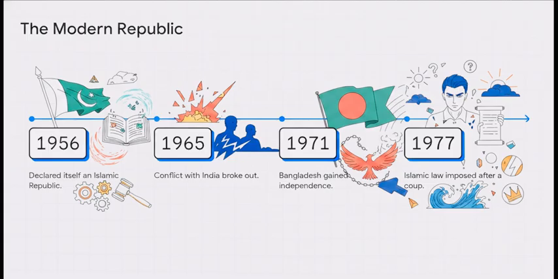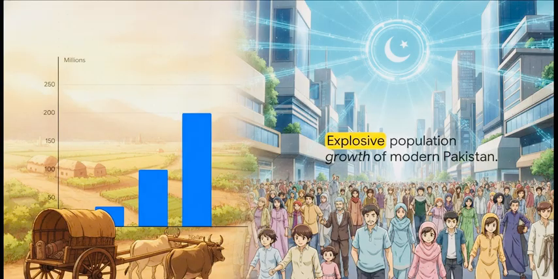After that, Zulfikar Ali Bhutto created an Islamic socialist system. But, following a coup in 1977, he was executed and Islamic law was imposed. This turbulent cycle of political crises, new elections, and shifting systems has really continued to play out ever since. But perhaps the most defining characteristic of the modern era is its explosive demographic change.